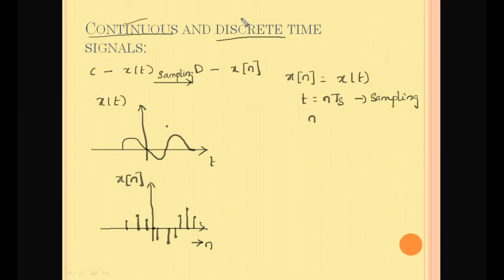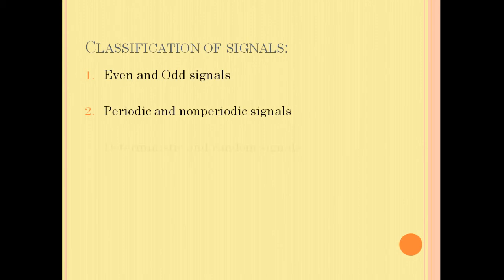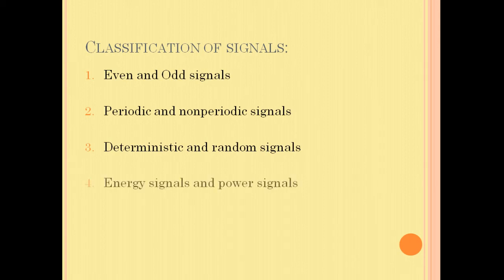These continuous and discrete time signals are further classified. Let us look into the further classification of continuous and discrete time signals. Even and odd signals, that is based on the symmetry condition. Periodic and non-periodic signals, that is based on the repetition of the signal. Deterministic and random signals, based on the value of a signal at a particular instant of time. Energy signals and power signals, based on the signal energy and power. Let us discuss all these types of signals with simple and easy examples.